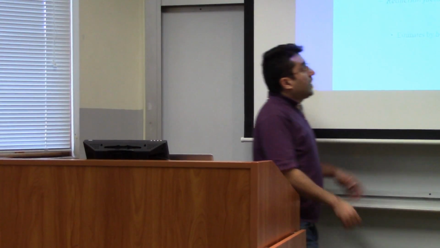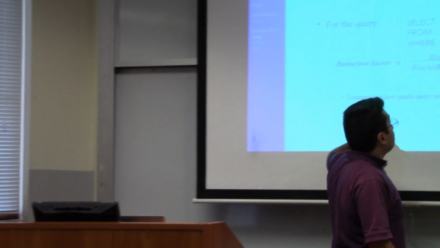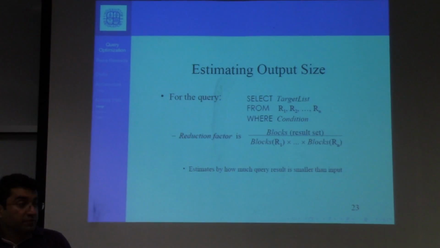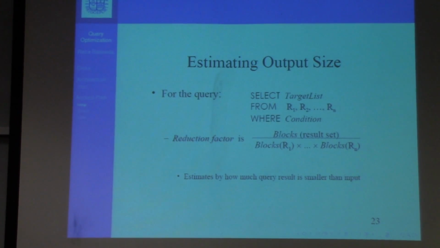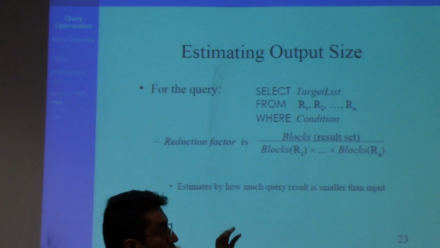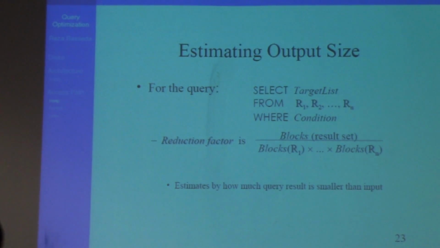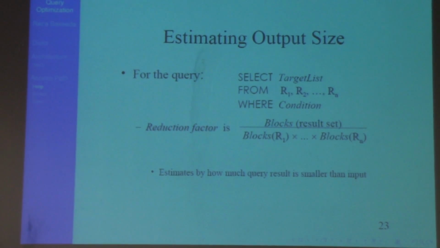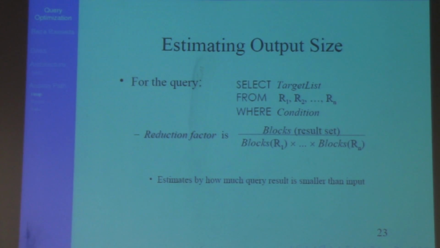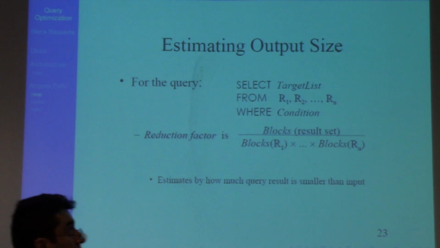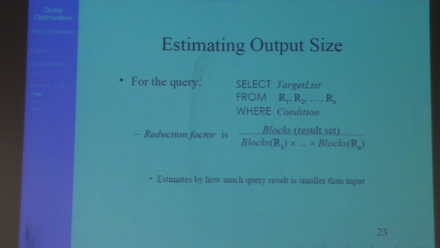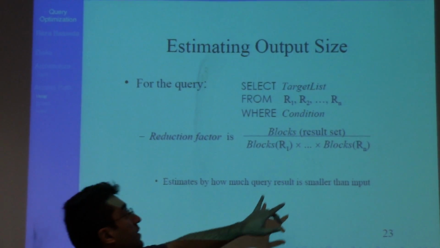Yeah, this reduction factor, which is basically... So for this type of queries, since this type of queries are frequently happening in the databases, we wanted to see how we can estimate the output size, which is very important for cost estimation. So we have these R1 to Rn relationships, and we wanted to select a few columns of that in terms of target list, where this condition is satisfied.